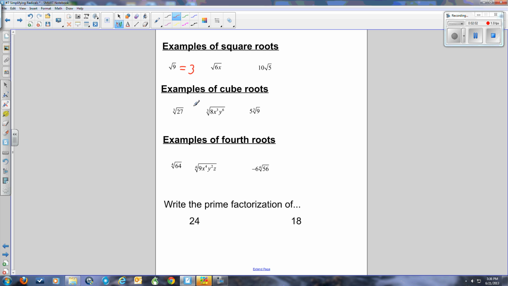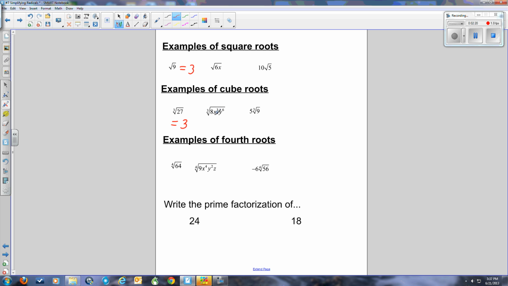Some examples of cube roots. The cube root of 27. So in other words, you're asking yourself, what number do I need to cube to get 27? And that answer would be 3, because 3 to the third power is 27.